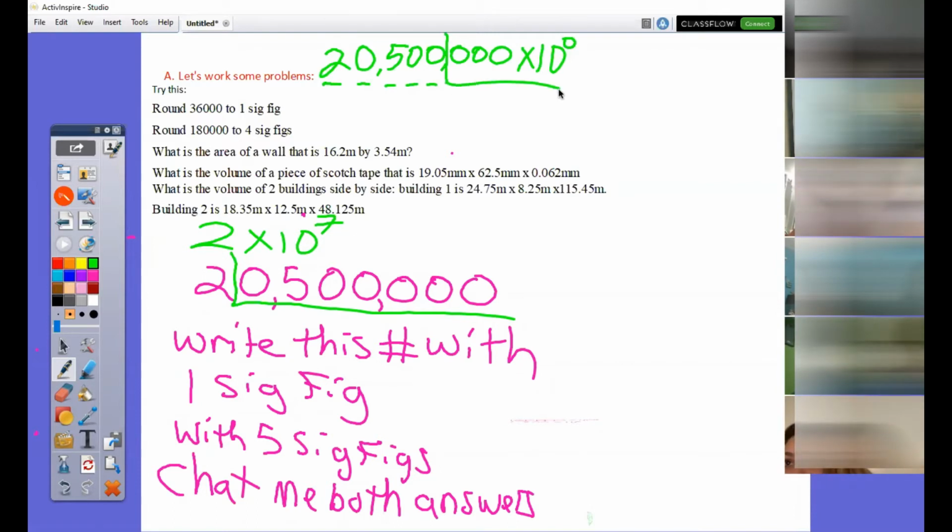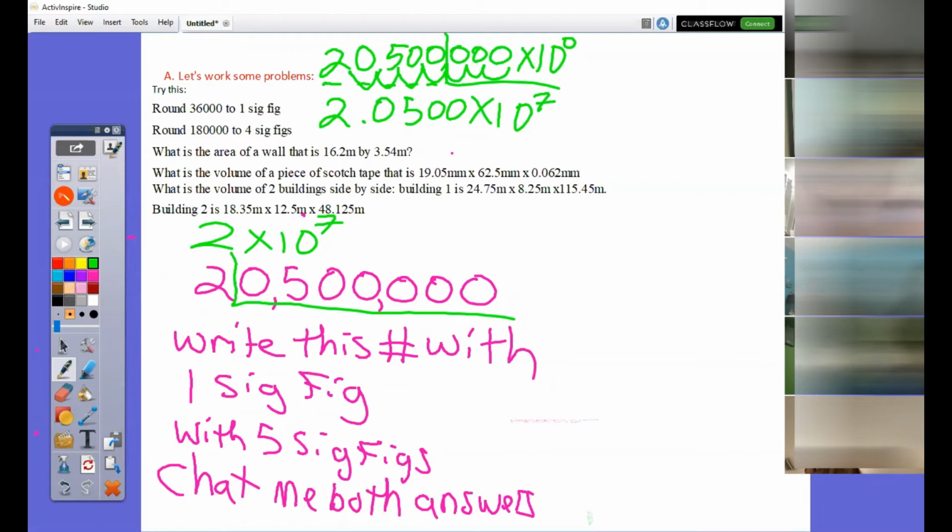But first of all, let's see where that decimal is going to go. 1, 2, 3, 4, 5, 6, 7. 2.0500 times 10 to the 7. 1, 2, 3, 4, 5. Boom, I'm done. Okay, so you want to know about 5 sig figs. From the studio audience, we had a question about how you get 5 sig figs. So let's do that again.